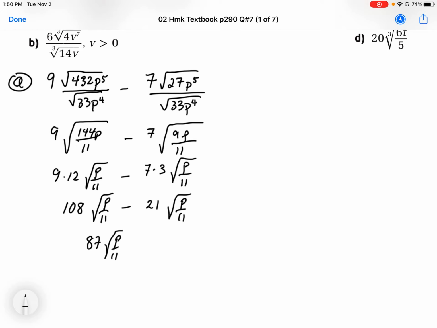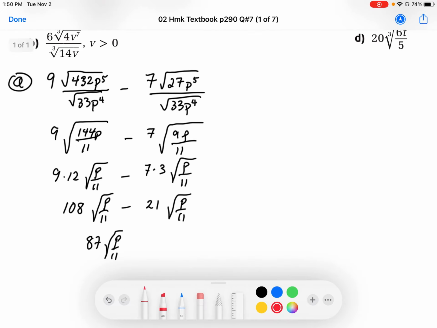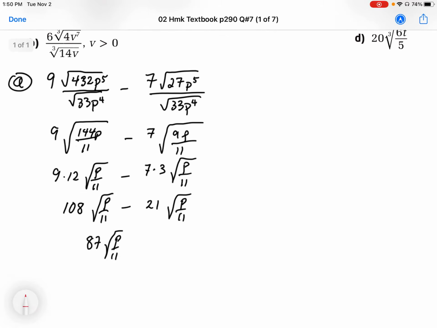Now, to rationalize the denominator, we're going to multiply the top and the bottom by root 11. So root 11 on the top and bottom. So we end up with 87 root 11p inside the root in the numerator. In the denominator, root 11 times root 11 gives us 11.